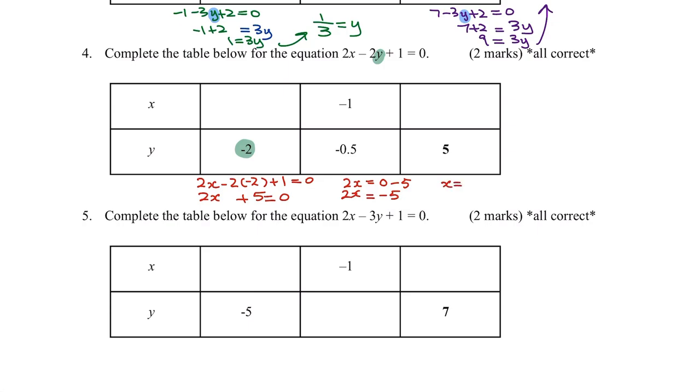So x equals negative 5 over 2. Negative 5 over 2. Nothing can be further simplified, so you just end it here. Okay, next one. X is now 5.